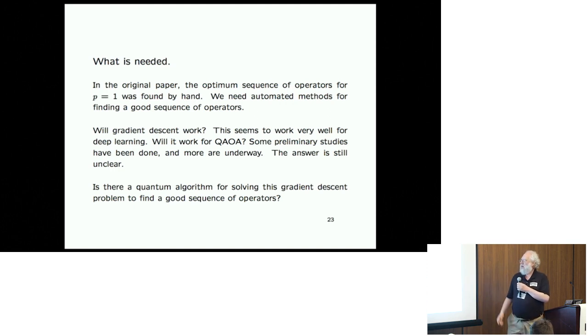So you can ask, will gradient descent work? Why would we think of gradient descent? Well, it's a magic ingredient in machine learning, so maybe it's the magic ingredient in this as well. We don't know. Some people are studying it, including some of Aram Harrow's students at MIT, and the preliminary results are in, and they don't really tell us the answer to the question yet. And it's not clear that we can really learn the answer until we get a quantum computer.